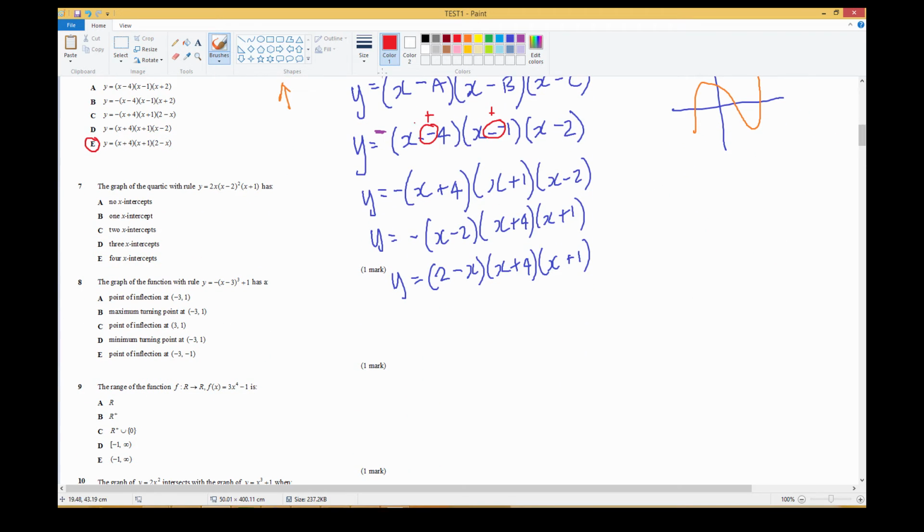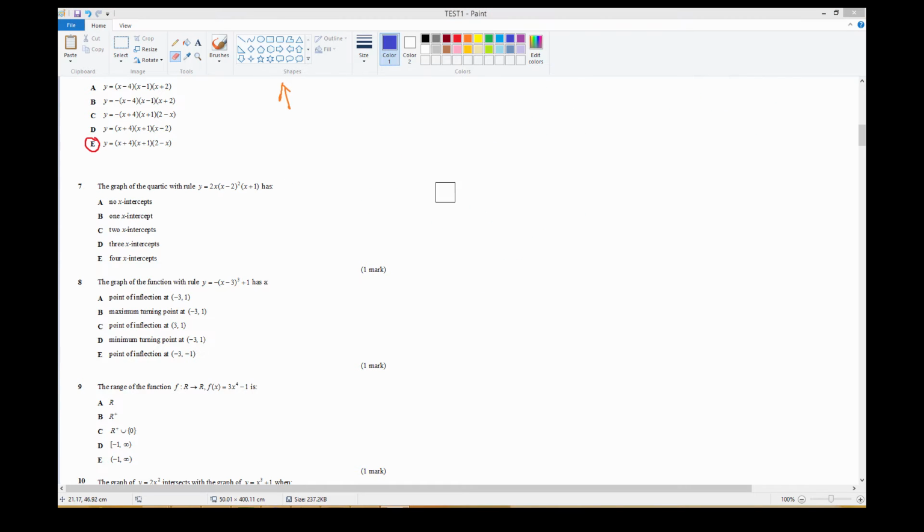Right, going on with question 7, just want to get rid of some of this stuff. Just stop the recording for a second. Right, next question, question 7.